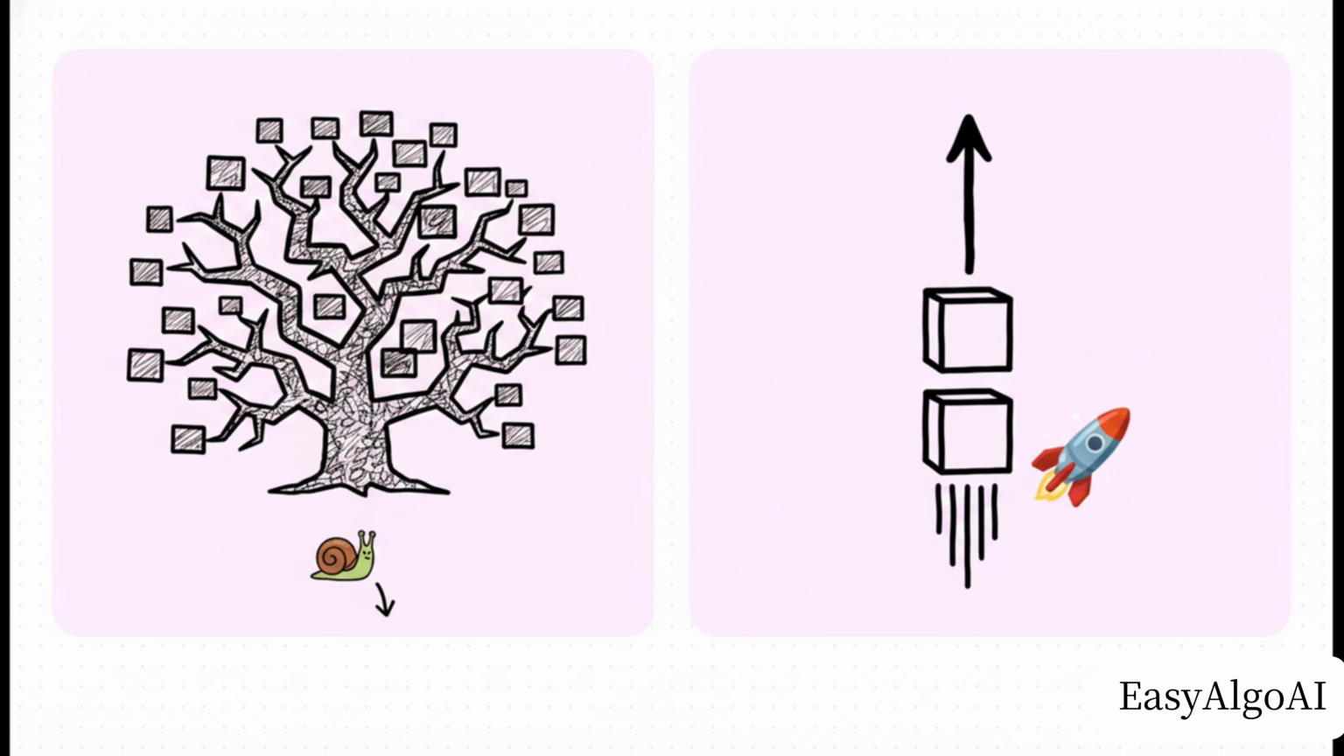Without memoization, our brute force approach had a terrifying time complexity of O(2^n), because the tree branches out by a factor of 2 at every single step. It is literally an exponential nightmare.